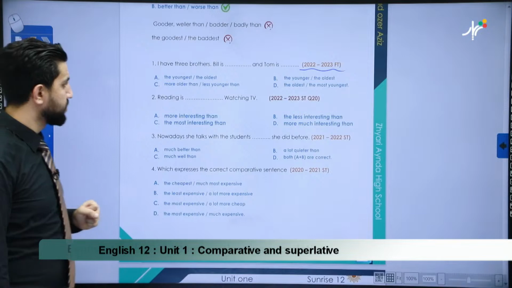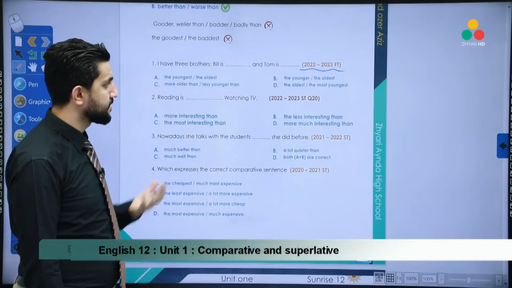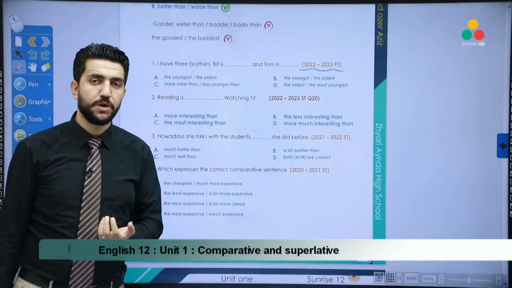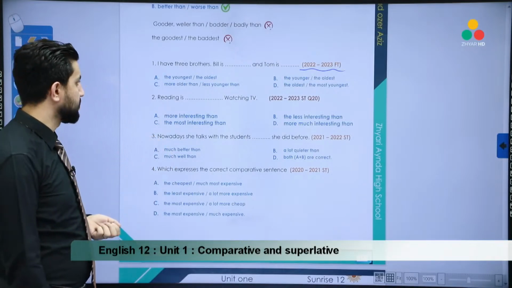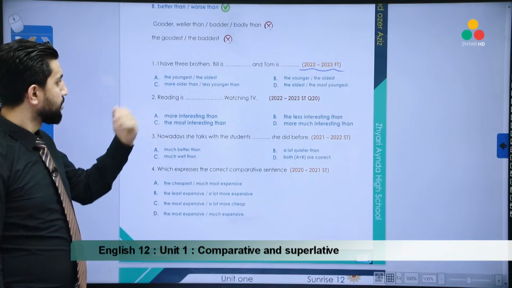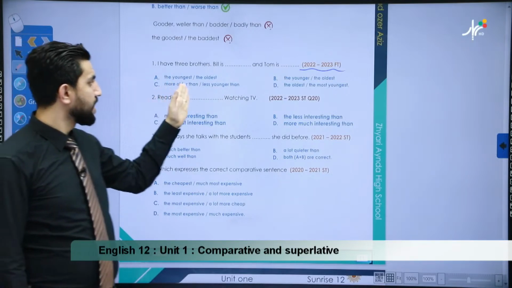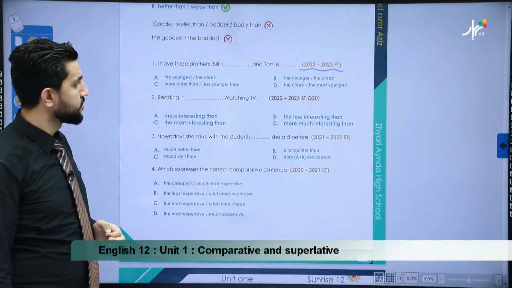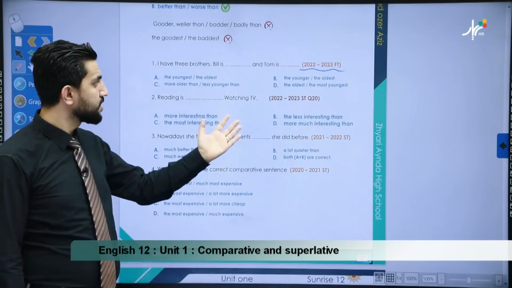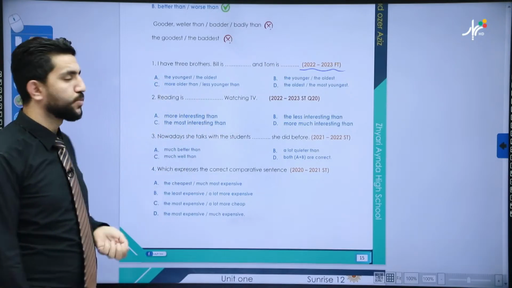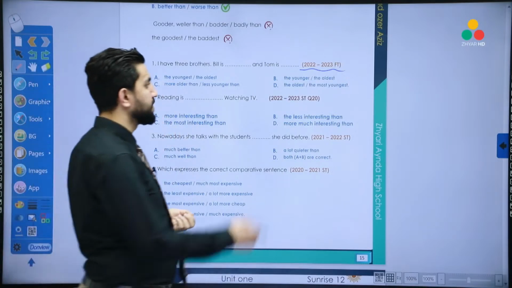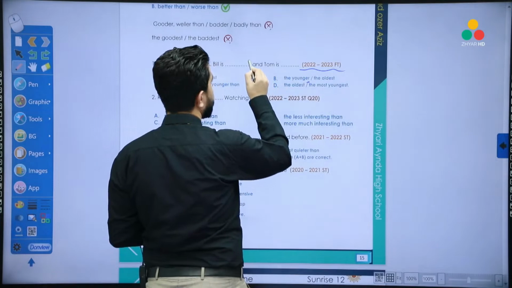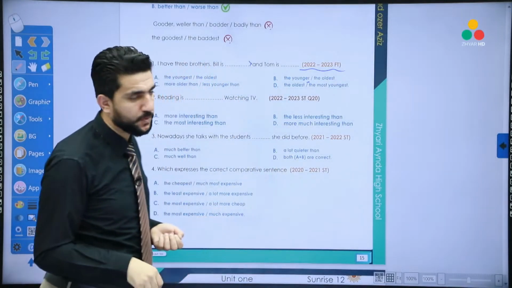I have three brothers, Bill and Tom is... So which one do you think is the right answer? For example, I have three brothers, Bill is the youngest and Tom is the oldest. Bill is the youngest, Tom is the oldest. Do you think the first one is correct? Let's see. B, Bill is younger. So we said when we use younger, we need the word than. Where's than or from? We don't have it.